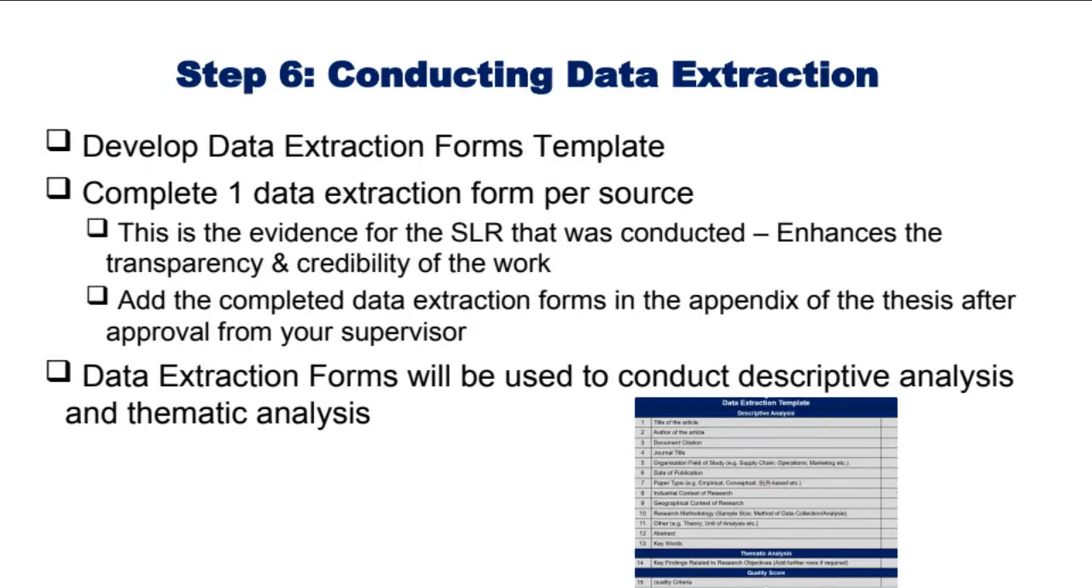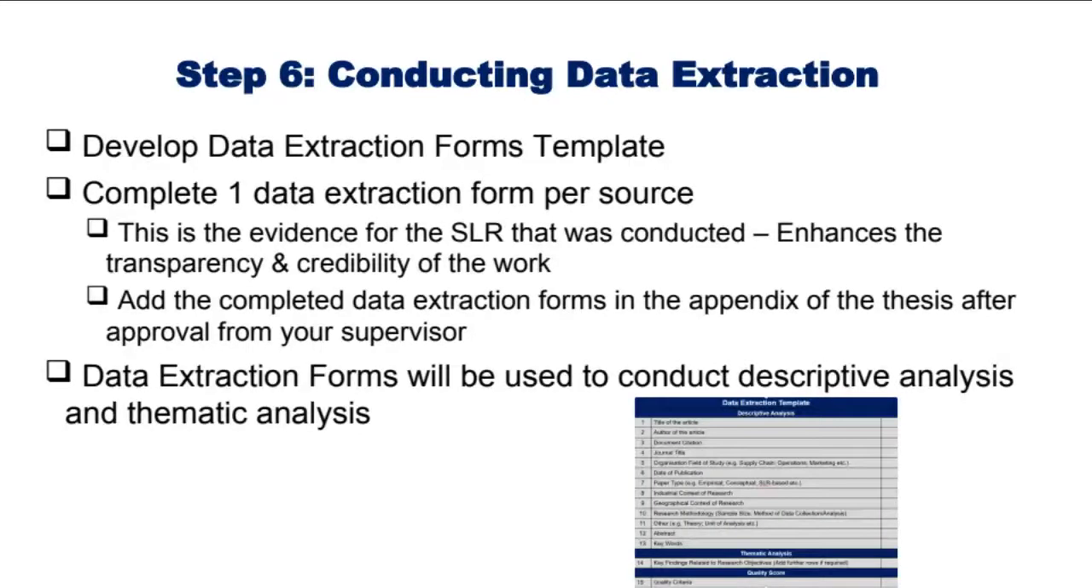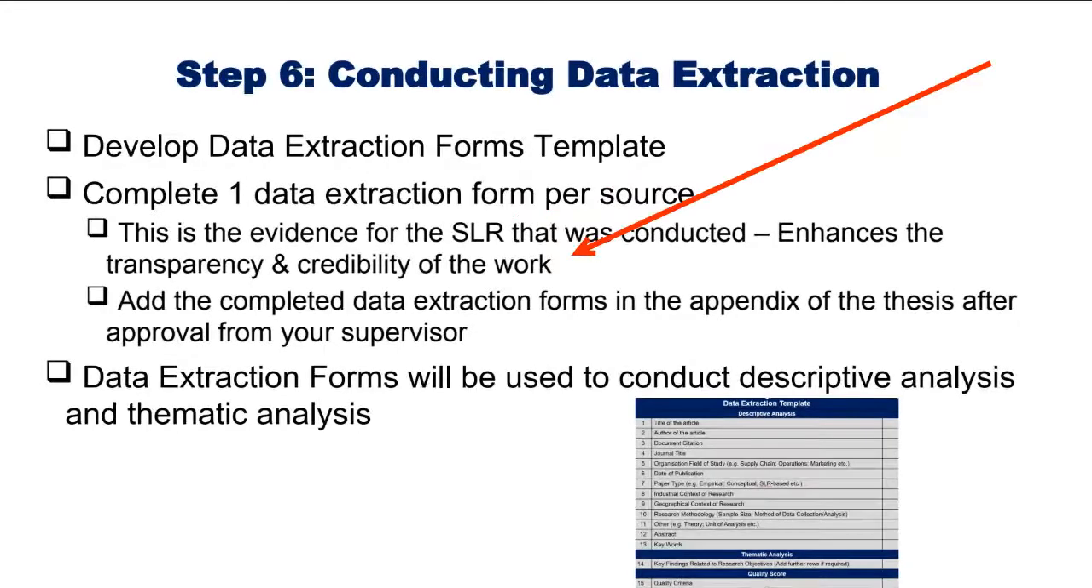These extraction forms are the information you have gathered from reviewing that particular source. So if you have 80 sources, or in your case 60 sources, you will have 60 data extraction forms. Those data extraction forms are basically the evidence that you actually conducted the systematic literature review. This enhances the credibility and transparency of your work.